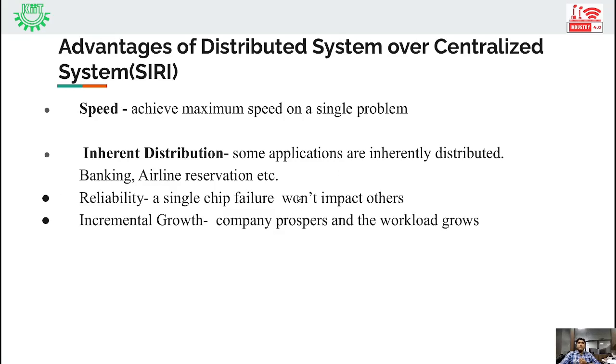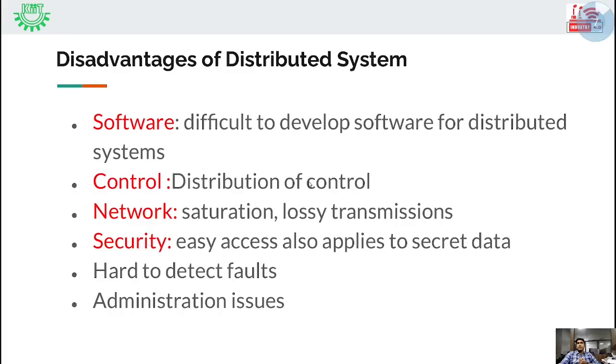Now that we have learned about the advantages of distributed systems, let us learn about some of the disadvantages. The major disadvantage is software. It is very difficult to develop software for distributed systems. Then control is another issue. Network is another issue. Sometimes if the network is the actual bottleneck, it will just bring down the computing resource. So saturation of the network and lossy transmission can affect the computing.